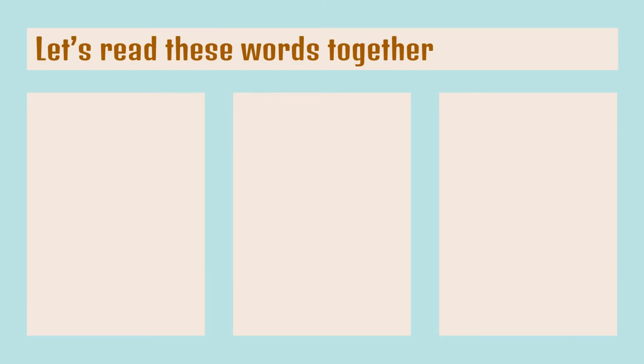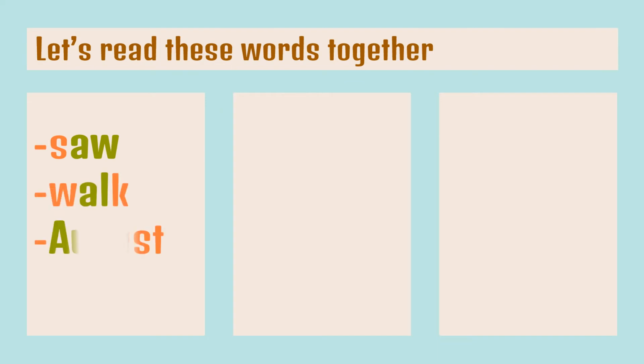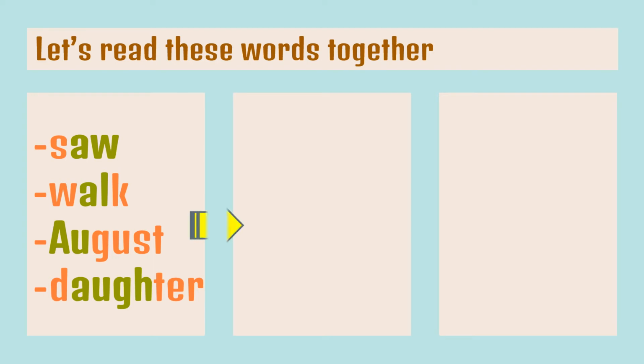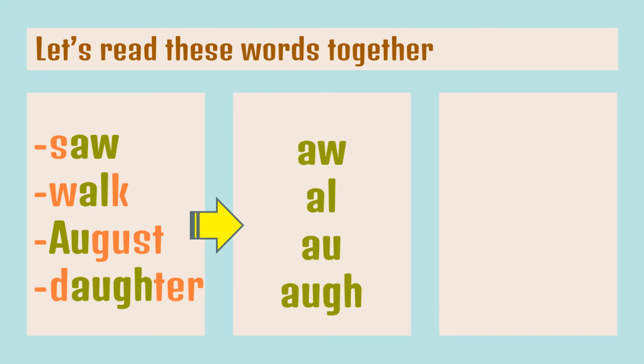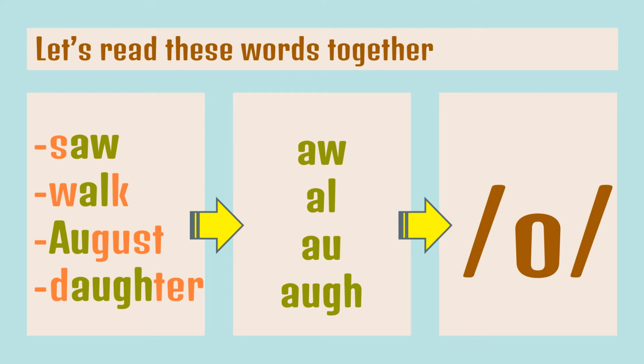Let's read these words together. Saw, walk, August, daughter. If you notice here, the AW in saw, the AL in walk, the AU in August, and the AUGH in daughter, all of them have the same sound, which is the O sound. Let's read them again and pay attention this time. Saw, walk, August, daughter.